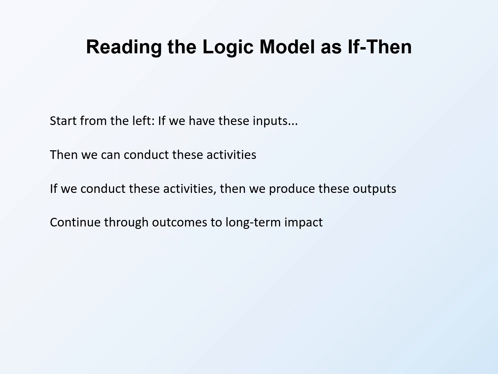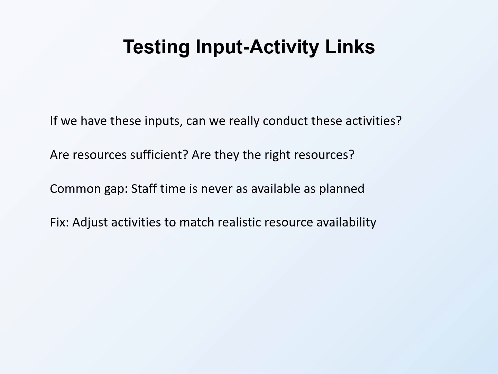Now test each claim. Start by testing input activity links. If we have these inputs, can we really conduct these activities? Check sufficiency. Is there enough money, enough staff time, enough materials? Check appropriateness. Are these the right resources? Do staff have the right skills? Are materials suitable for the audience?